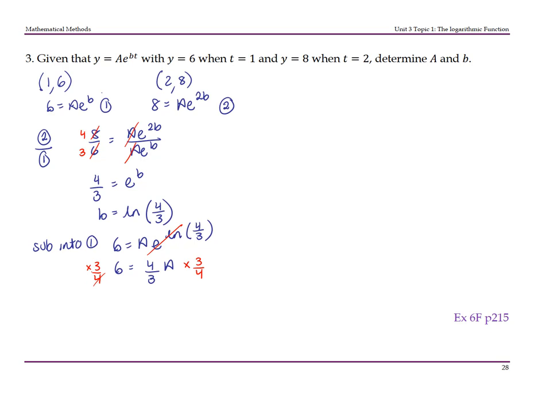2 into 4 is 2. 2 into 6 is 3. So 3 times 3 is 9 over 2 equals a. So therefore, a equals 9 over 2 and b equals ln of 4 over 3.